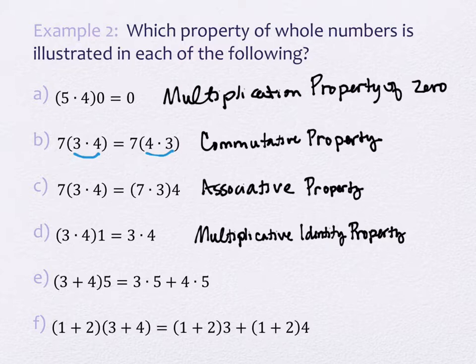On E, it's 3 plus 4 times 5 is equal to 3 times 5 plus 4 times 5. And what you'll notice is that this is the distributive property in sort of reverse order, but that's okay because addition and multiplication are both commutative. And so this is going to be distributive. And it's distributive of multiplication over addition.